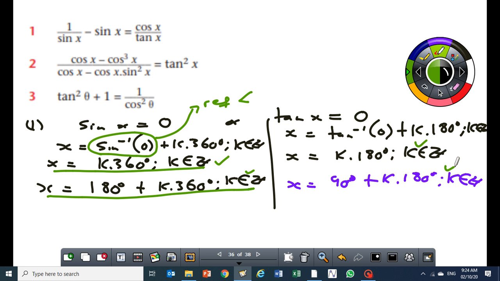Are you confused about finding the general solution? Where did the 90 come from? Okay. This comes from your knowledge of the graph of tan, which you were taught last year in grade 10. Please go back to the first slide.